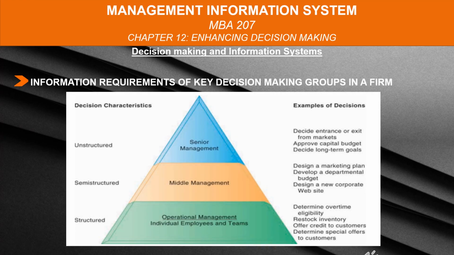Here are the information requirements of key decision-making groups in a firm. For the decision characteristics, or the types of decisions, we have unstructured. Those who execute these are senior management. Examples of their decisions are whether or not to enter a new market, approving the capital budget, or deciding long-term goals.